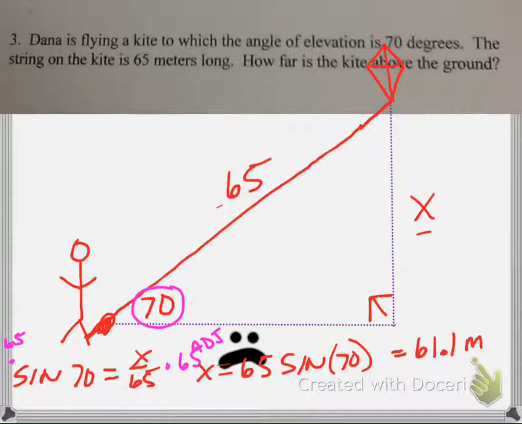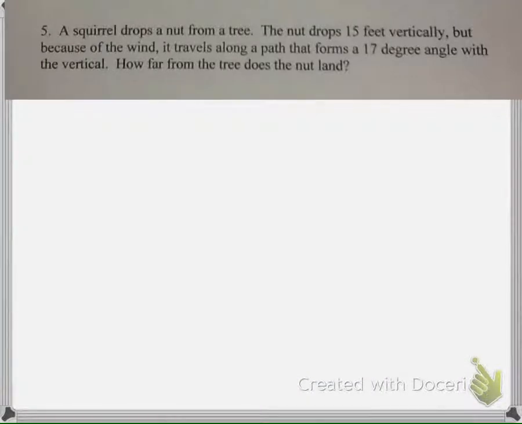Let's try another one. Got squirrels dropping nuts. I'm going to let you try this one, but I will give you one piece of information because I think this problem is kind of confusing. They say the nut drops 15 feet vertically. That to me means the squirrel is 15 feet up in the tree. So see if you can draw your picture and solve the problem. And then we'll go through it step by step in a couple minutes.